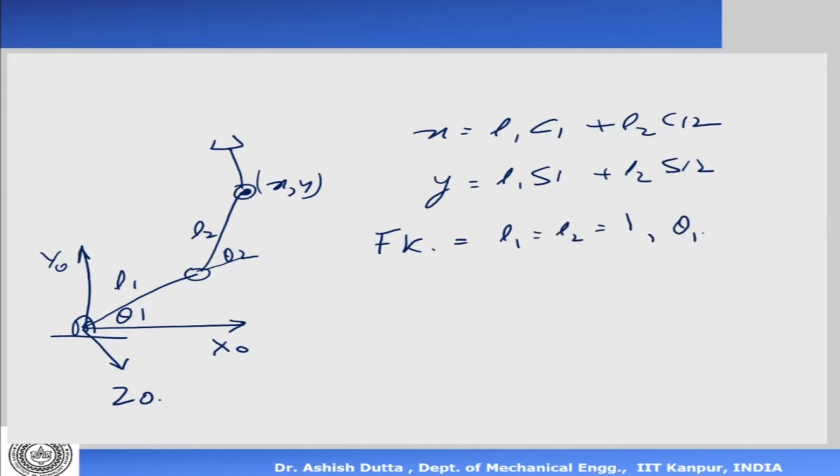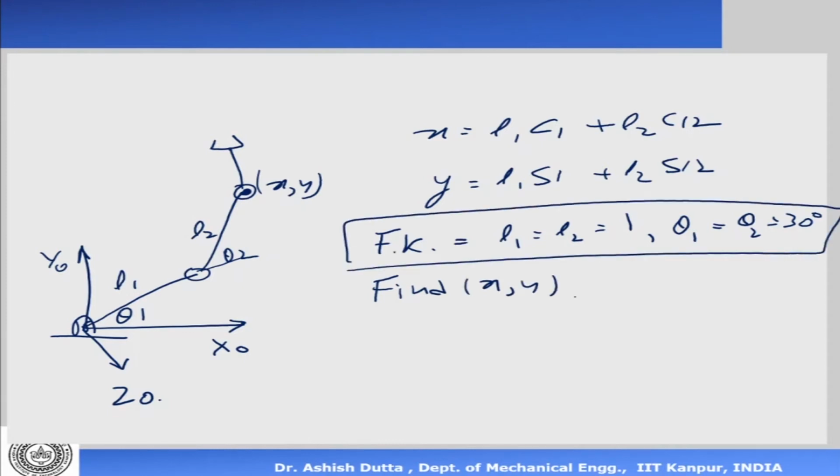Unit, and theta 1 is equal to theta 2 is equal to 30 degrees. Okay, so now you can find xy using forward kinematics. I'm giving you theta 1, theta 2 as 30 degrees, and L1, L2 as 1. Find the xy for this corresponding position. How would you do that? Simply take the values of theta and put them into this equation.